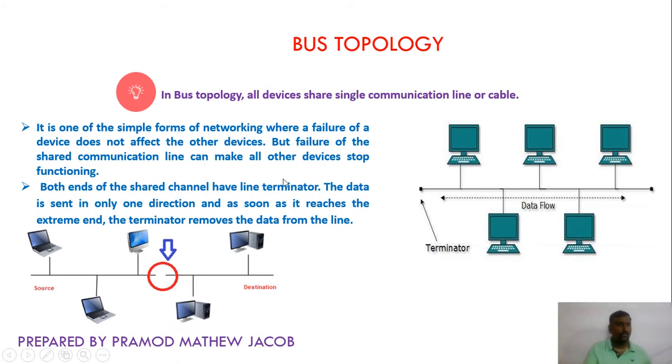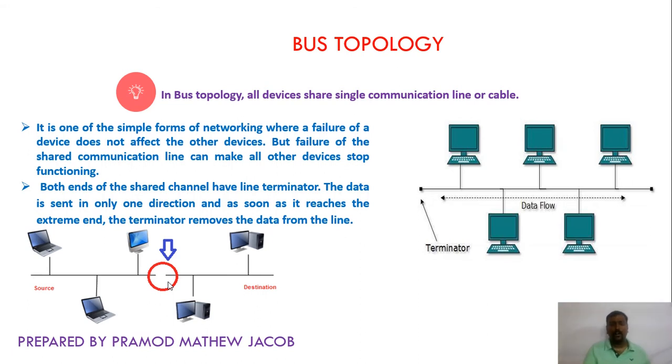But the disadvantage of bus network is, though there is only a single common connecting line between all the devices, if that particular line gets a break, then the communication will be broken at that particular region. So if this source is sending data to the destination and there is a break in this particular line at this point, then only these two systems can get the data and all the other two systems cannot receive that data because the common connecting line is broken. So this is the disadvantage of bus topology.